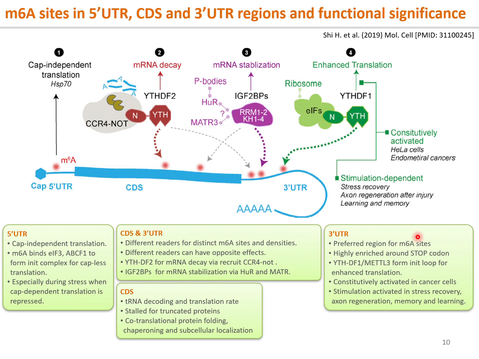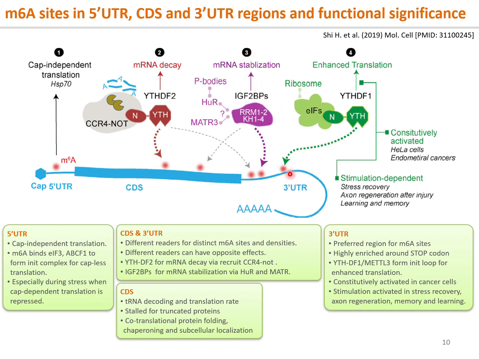The location of m6A in different parts of the mRNA regions also serves different functions. m6A in the 5' UTR can initiate cap-less translation during heat shock. m6A in the coding sequence, CDS, or 3' UTR can be either recognized by YTHDF2 for mRNA decay, or by insulin-like growth factor 2 mRNA binding protein, IGF2BP, for mRNA stabilization.